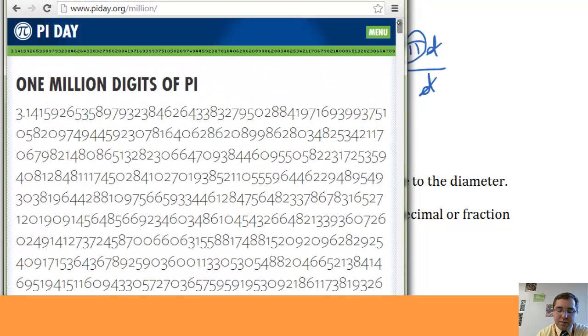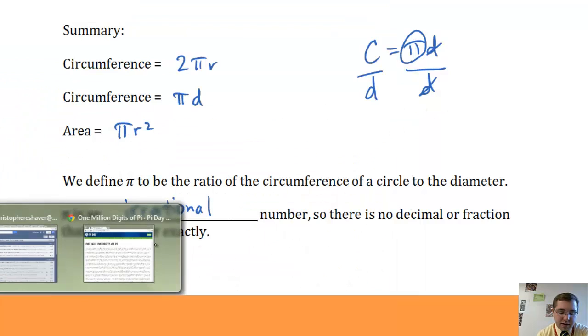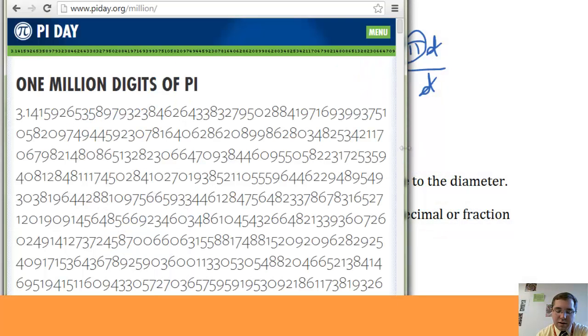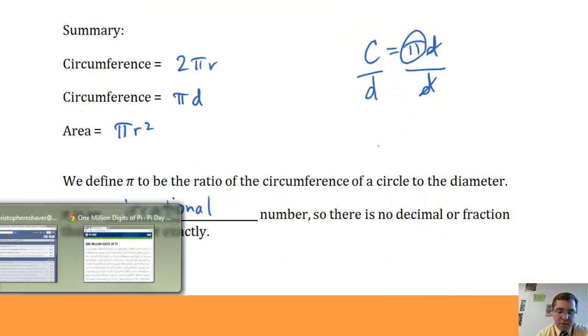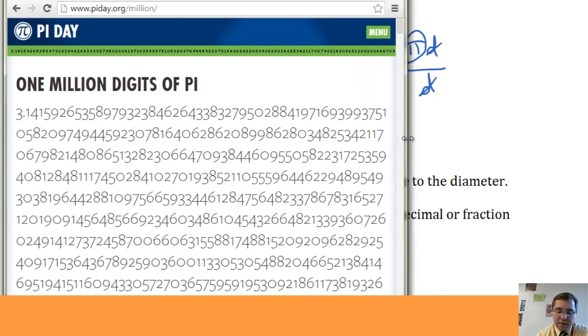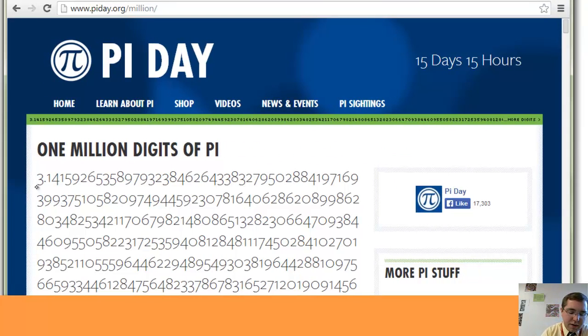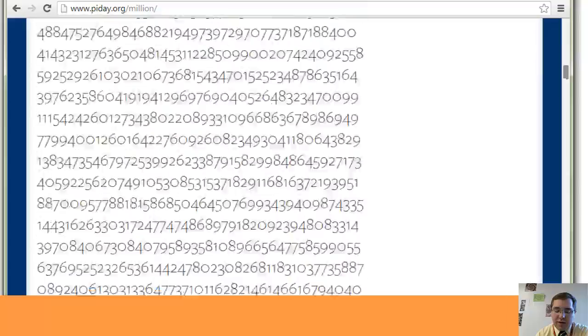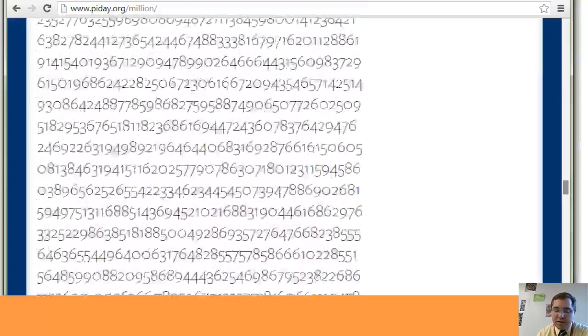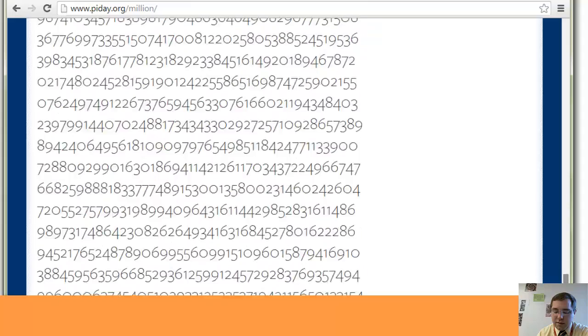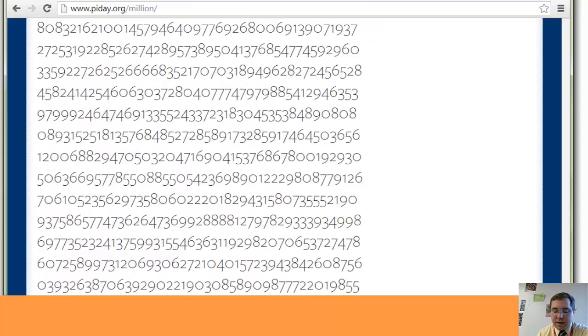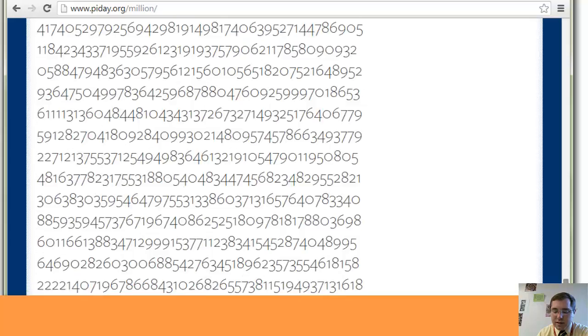This is a website called piday.org/million, and it gives the first 1 million digits of pi. If I can get it to stay up here. So as you scroll down, notice it's 3.14159265358979323846, and so on. And they've got 1 million digits. I scrolled through this earlier for almost five straight minutes and never got to the bottom. It'll keep loading more and more digits as you go down.